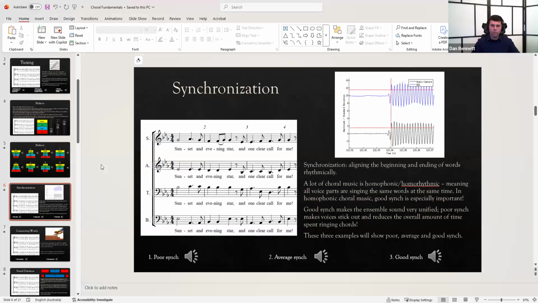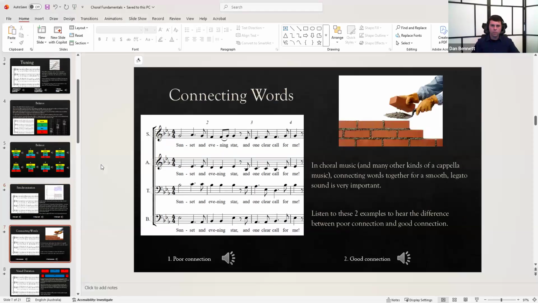Let's have a look at connecting words. This one's pretty short because it's pretty obvious that this one is important. When you hear it, you'll be like, oh yeah. Connecting words. So in choral music and many other kinds of a cappella music, connecting words together for a smooth legato sound is very important. We'll hear the two examples: poor connection and then good connection. Here is poor connection.